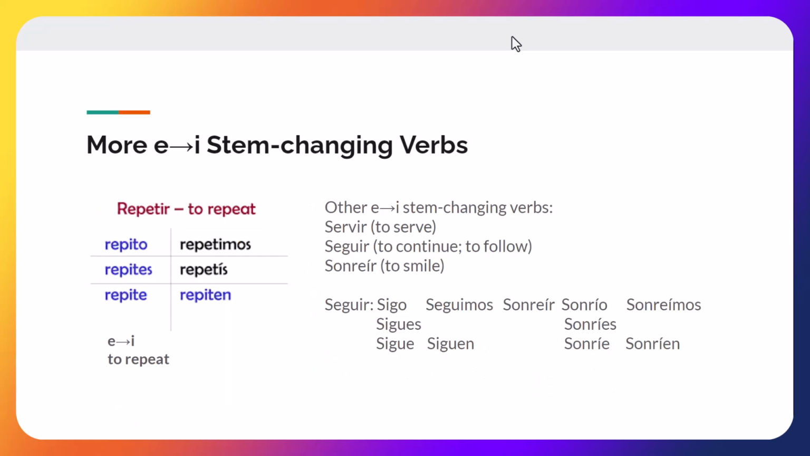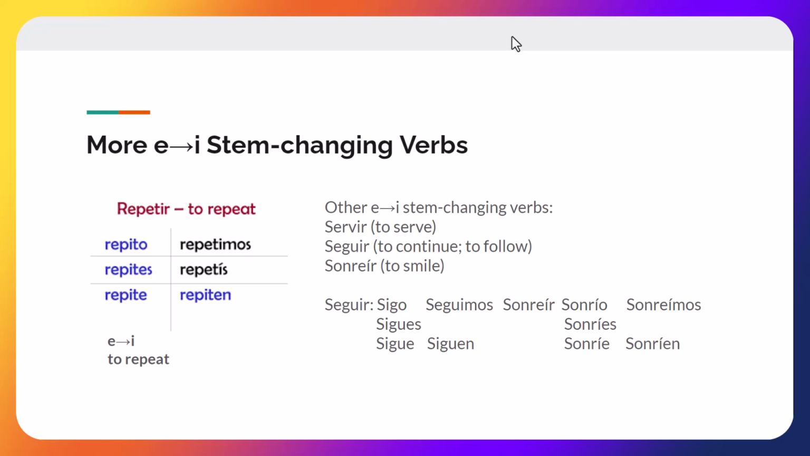All right. Let's look at some E to I stem changing verbs now. First of all, we've got another cognate here. This is the verb repetir. Repetir looks like the English word repeat, and that's what it means. Repetir means to repeat. We need to break this down to make it I repeat, you repeat, etc.